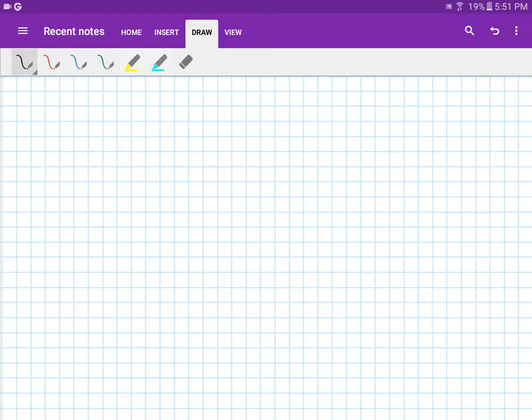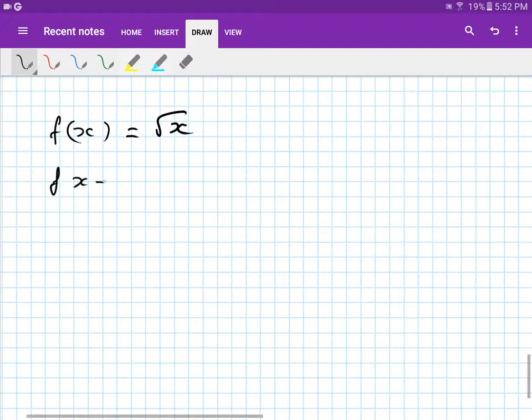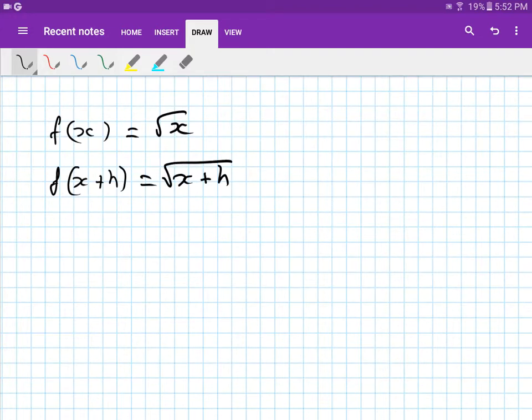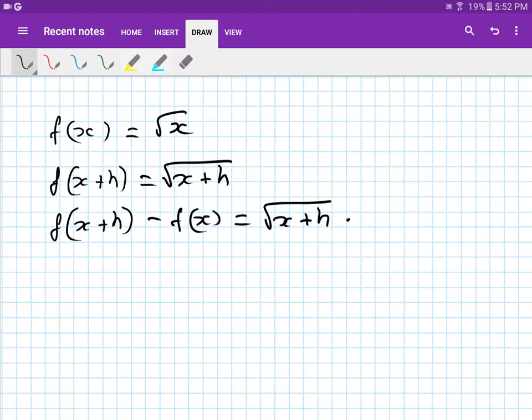Okay, now let's do the last one. This one is slightly different, because this one is involving surds. So let's say f of x is equal to square root of x. Now I want to differentiate this using first principles. It's a bit tricky. So what we do is we just follow the rule first. So you get f of x plus h first. This will give me square root of x plus h. Now I just go f of x plus h minus f of x, which is equal to square root of x plus h minus f of x, which is square root of x.